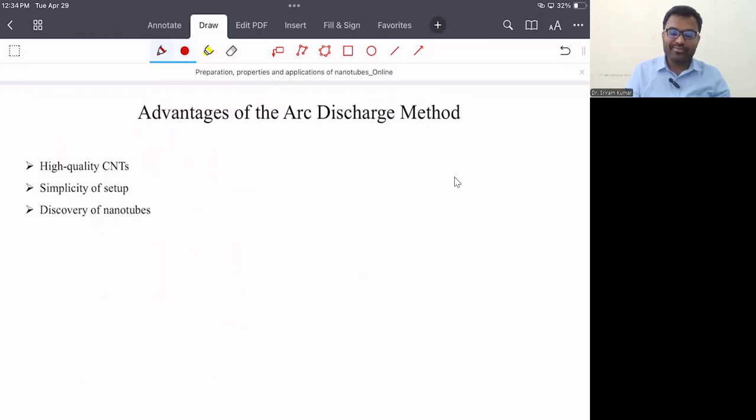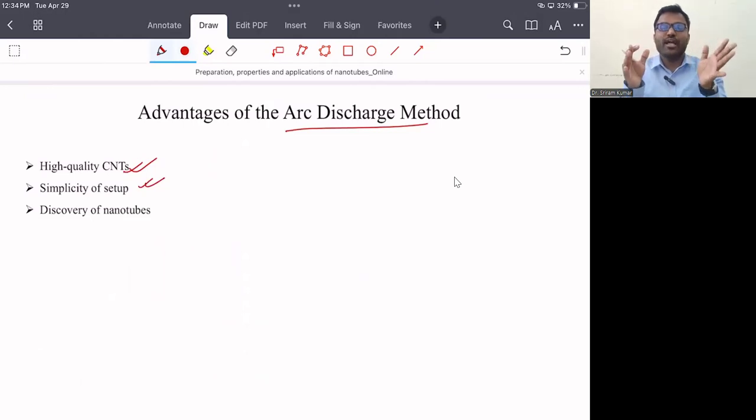Now let's understand the advantages. The first advantage is that we get high quality CNT. The second is simplicity in setup. There is no rocket science in the setup of the arc discharge method. You just need a closed chamber in which you have the anode and another cathode with a finely tuned gap, and you apply a very high current with a high voltage between these two electrodes. So this is a very simple setup.